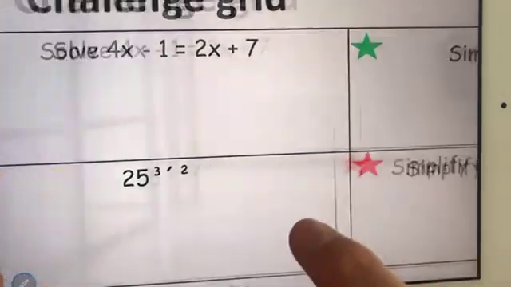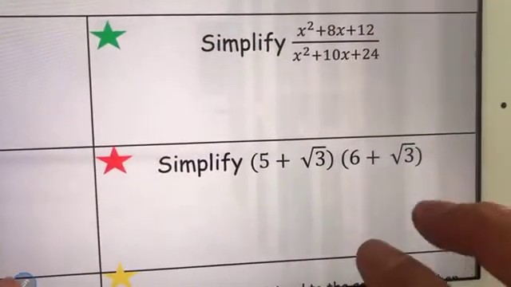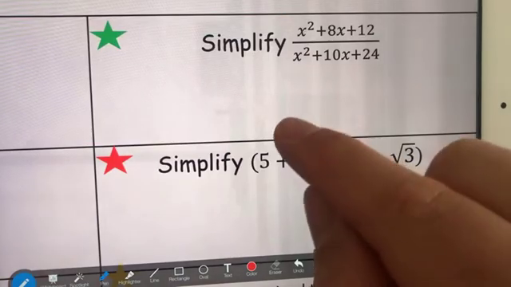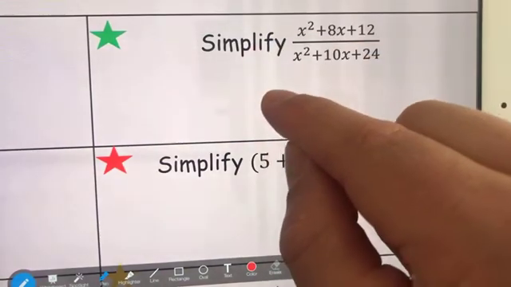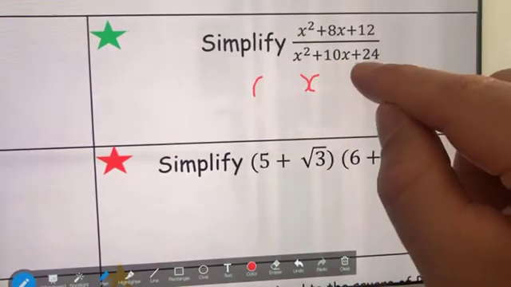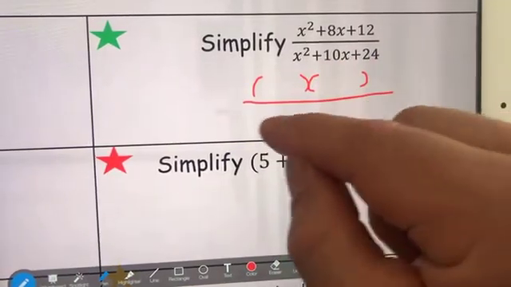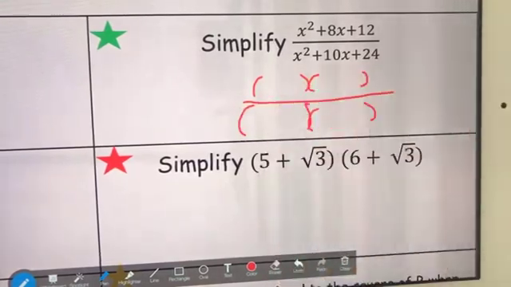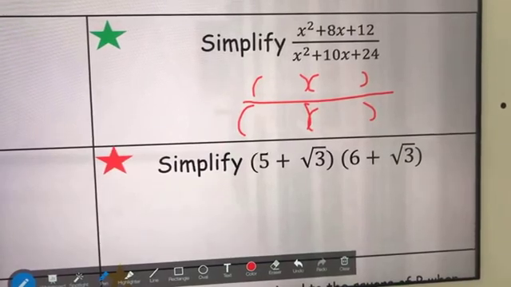Next one. This is factorising on the top, factorising on the bottom. Again, we're going to get into this properly today. So if you're not sure how to factorise a quadratic, I'm sure you will understand by the end of the day. So I've got x squared plus 8x plus 12. Put those into a double bracket, and then I'm going to put the bottom into a double bracket. Now the top one, I've got to find two numbers that multiply to make 12 and add to make 8.